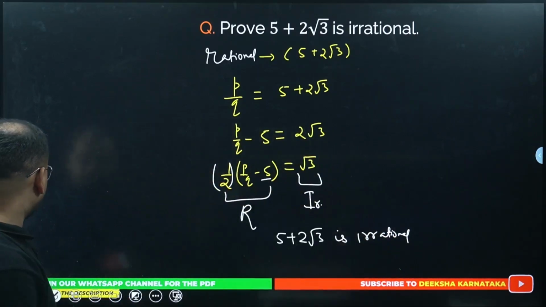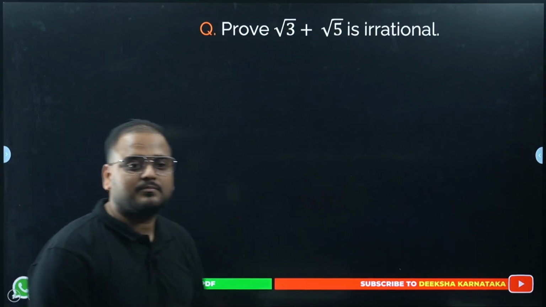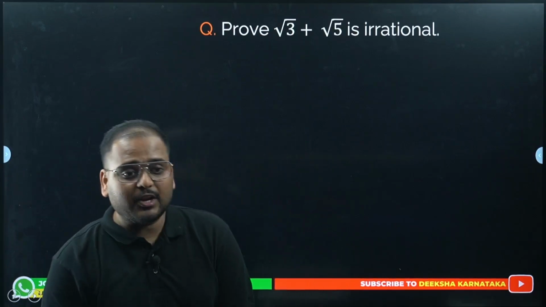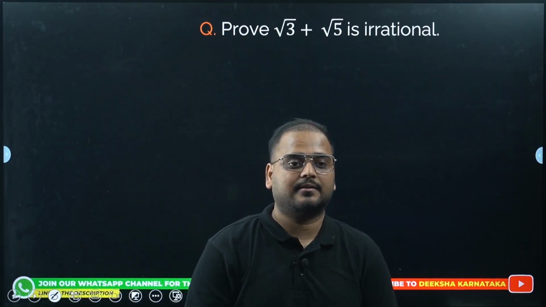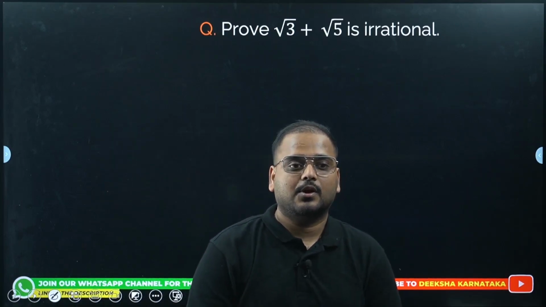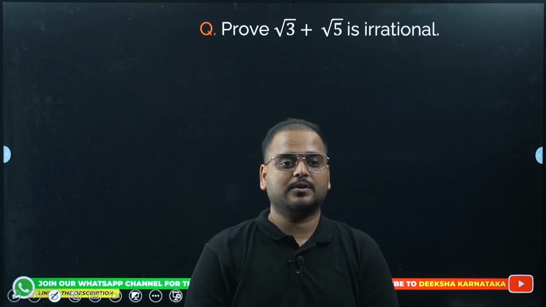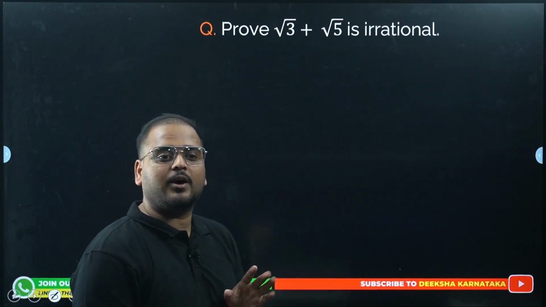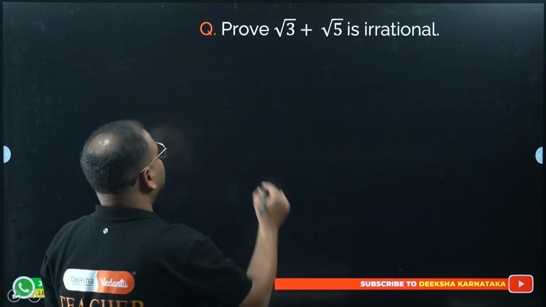Okay, let's move on. Next question. A similar question, right? How will you do it? So I've taken all the varieties which are there in irrational numbers. How will you prove this question? Root 3 plus root 5. First step remains same. Everybody will know by now. To take it to be rational.